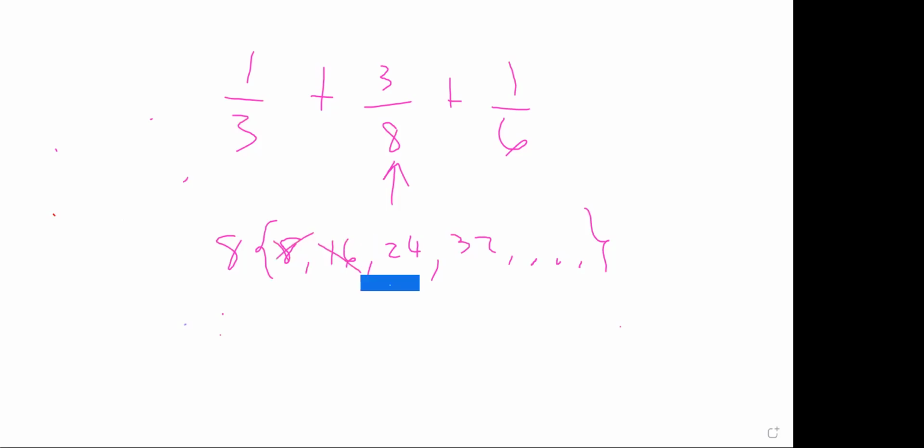16 is not going to work. But 24, will 24 work for all three? Because here you're looking at all three. For 8, you know that it's fine because 24 is already a multiple of 8. But what about 6? Oh, 6 times 4 is 24. Boom. Oh, 3 times 8 is 24. Oh, yes. So 24 is going to be my LCD.